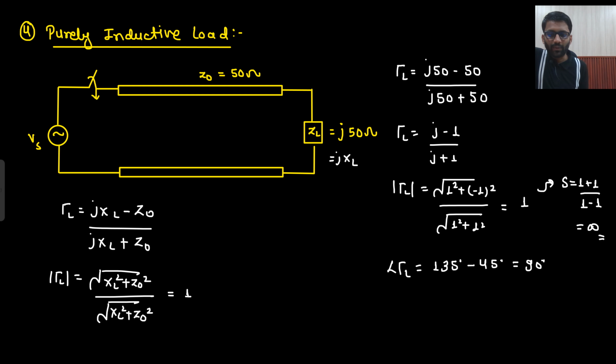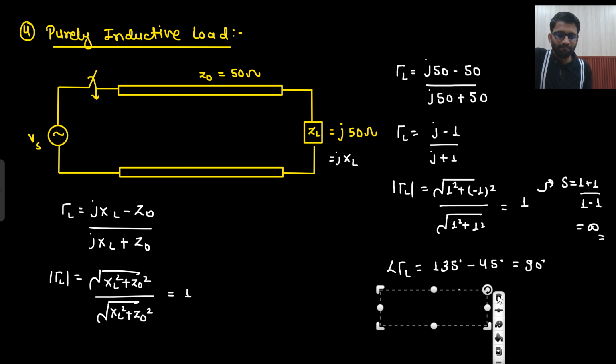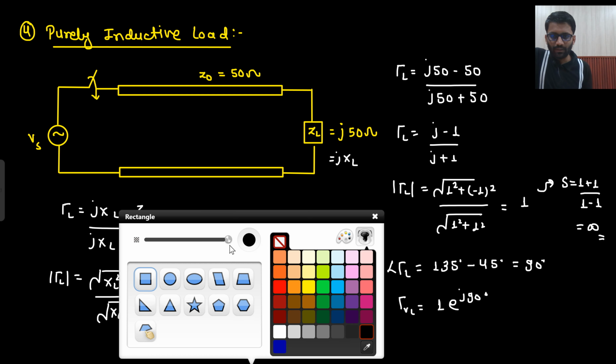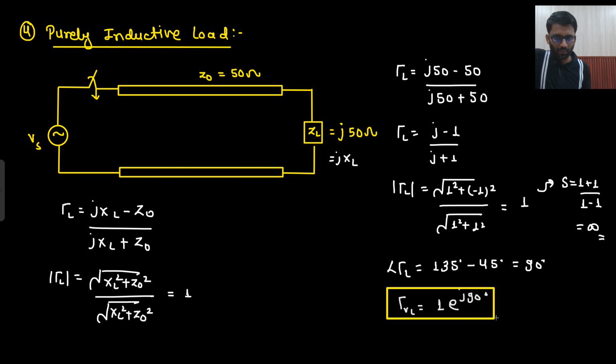So now how can you write your gamma L? Gamma VL we are writing actually. This is the voltage reflection coefficient we are calculating. So the magnitude is 1 and the angle is 90 degree. So this is how I can write down my gamma L now. This is always the first task while solving any problem related to our standing wave pattern.